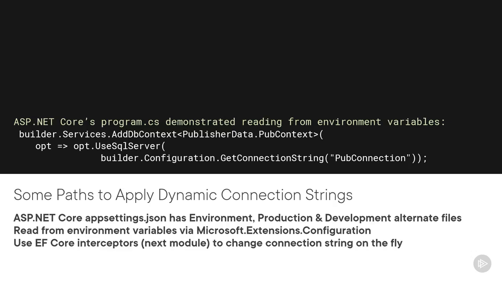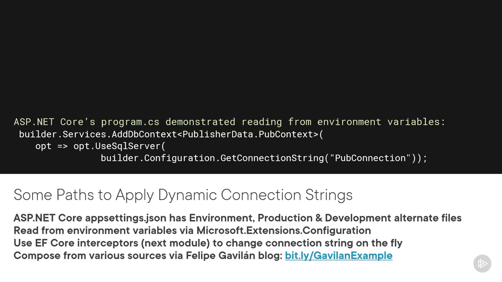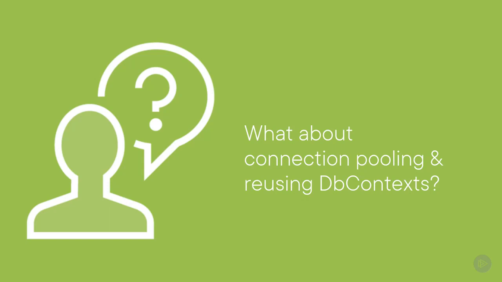EF Core has a feature called interceptors, which allows you to tap into EF Core's pipeline, and one of the things that you can do in there is make modifications to an outgoing command. This is a pattern you could take advantage of to inject a connection string. The ability to avoid hard-coding your connection string is especially important when you need to include credentials, and there are quite a few ways to store the string or just the credentials and read it as needed in your code. Felipe Gavilan has an interesting blog post that demonstrates a number of examples. And if you're using a service like AWS or Azure, they also provide a number of ways to store and retrieve secrets.